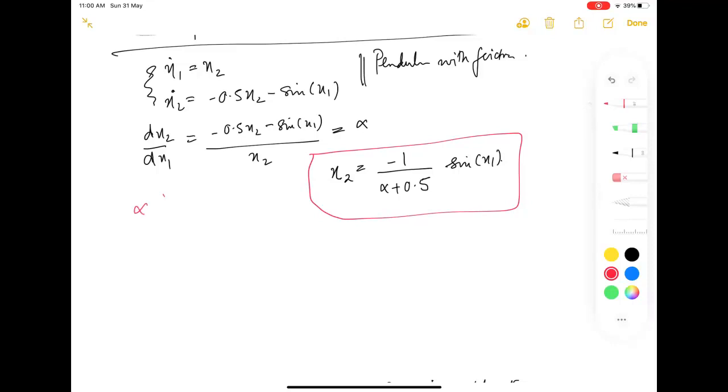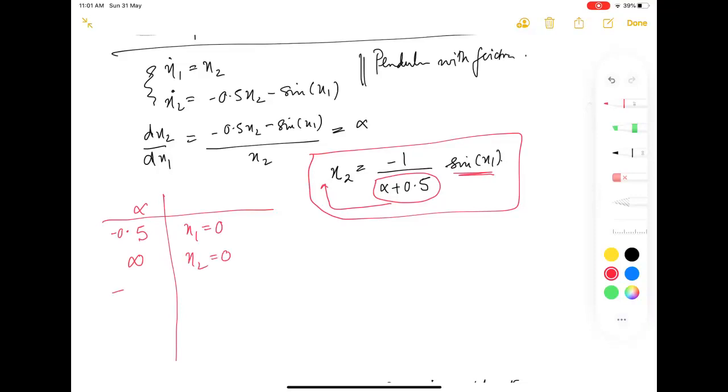So for a value of alpha equal to minus 0.5, again, the equation for the isocline would be x1 is equal to 0. You can see that very clearly from here. When you put alpha is equal to minus 0.5, this term becomes 0. So you can bring this term to this side. You get sine x1 is equal to 0, just like we did previously, and that gives you x1 is equal to 0. For a value of alpha equal to infinity, the right hand side will be 0, so you get x2 is equal to 0.